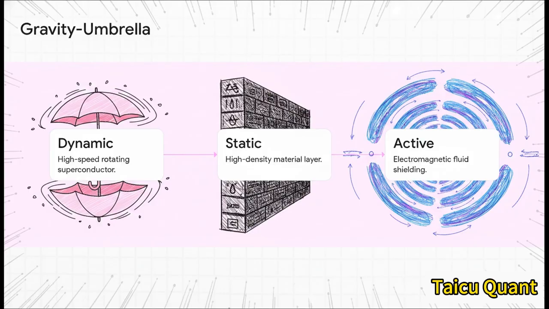They outline 3 main methods for this. First up is dynamic shielding, using high-speed rotating superconductors to try and scatter the pressure, kind of like a spinning umbrella forcefully shedding rainwater. Second is static shielding, using incredibly high-density materials, think mercury or depleted uranium, to physically block the pressure particles. And finally, active shielding, using insanely powerful toroidal electromagnetic fields to alter the local space and route the pressure completely around an object.